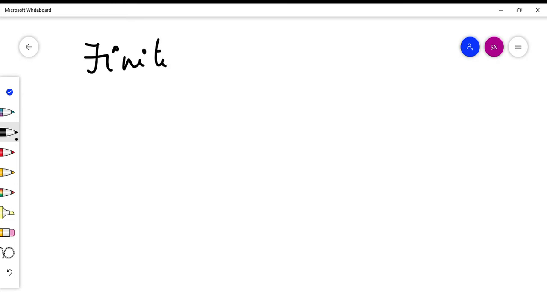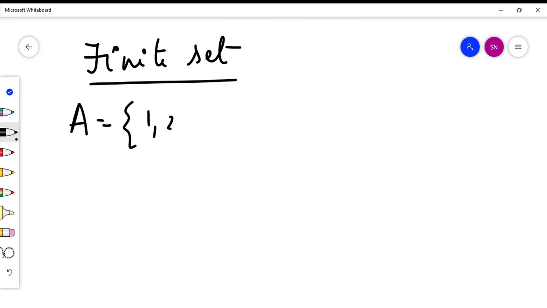Finite set. Now, what do you mean by finite set? The word finite here is nothing but anything which is countable. For example, if I have set A equal to 1, 2, 3, 4, I'm able to count the number of elements inside this particular set. I have 1, 2, 3, 4, totally 4 elements. So I'm able to count those 4 elements, and therefore it becomes a finite set.